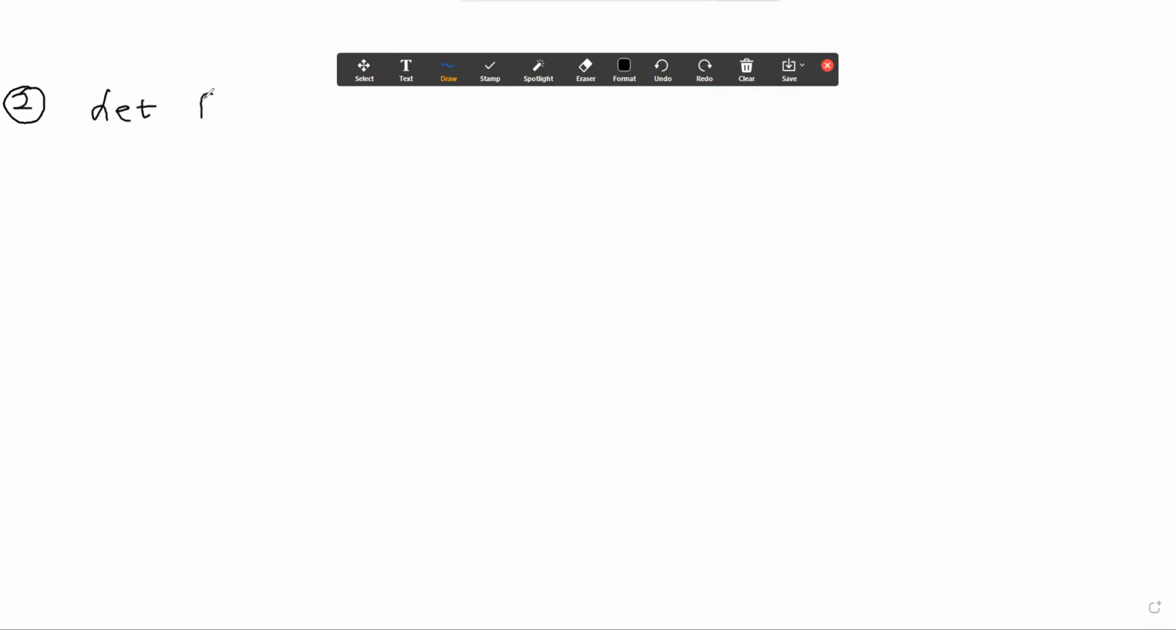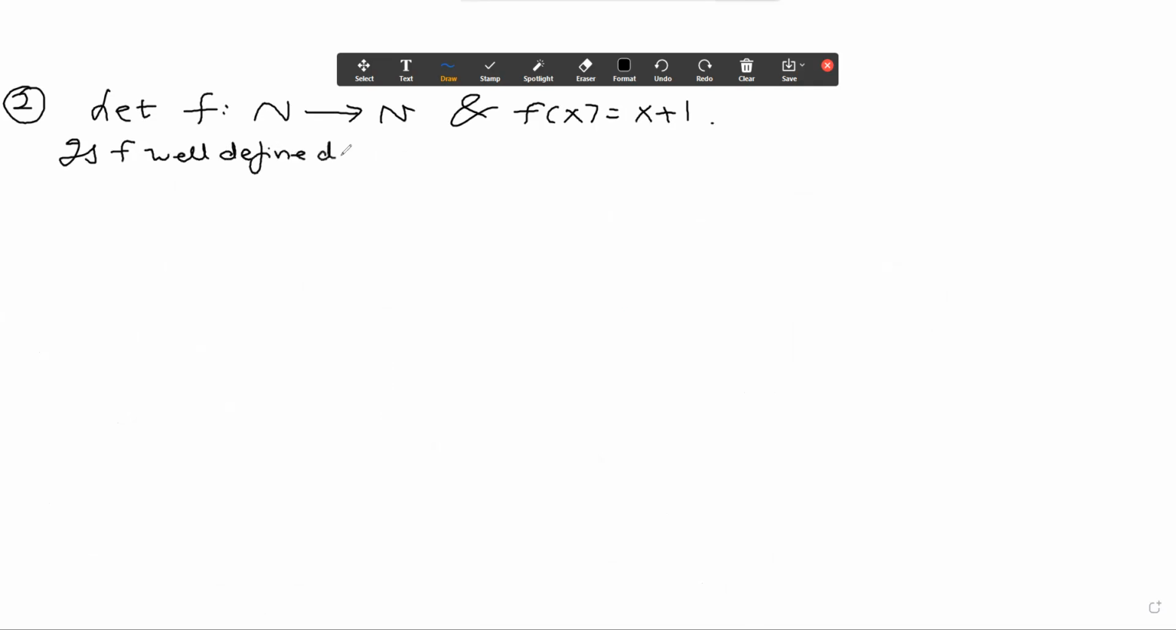Let's involve some math. So let f be a function which maps natural numbers to natural numbers, and f of x is equal to x plus 1. Is f well defined? Is it one-one? Is it onto? So let's find that out.